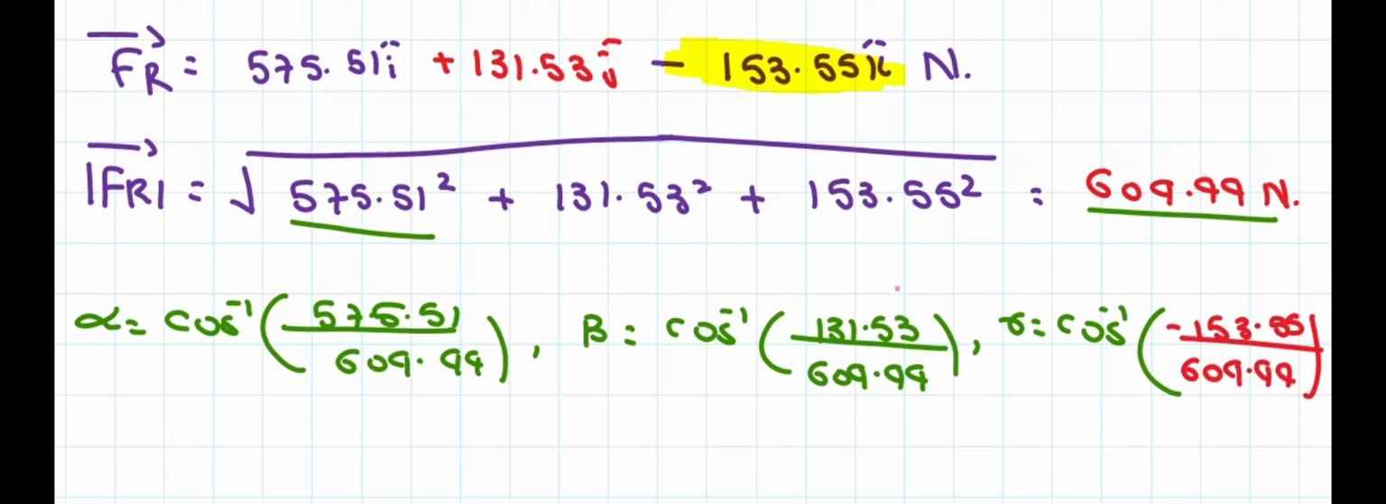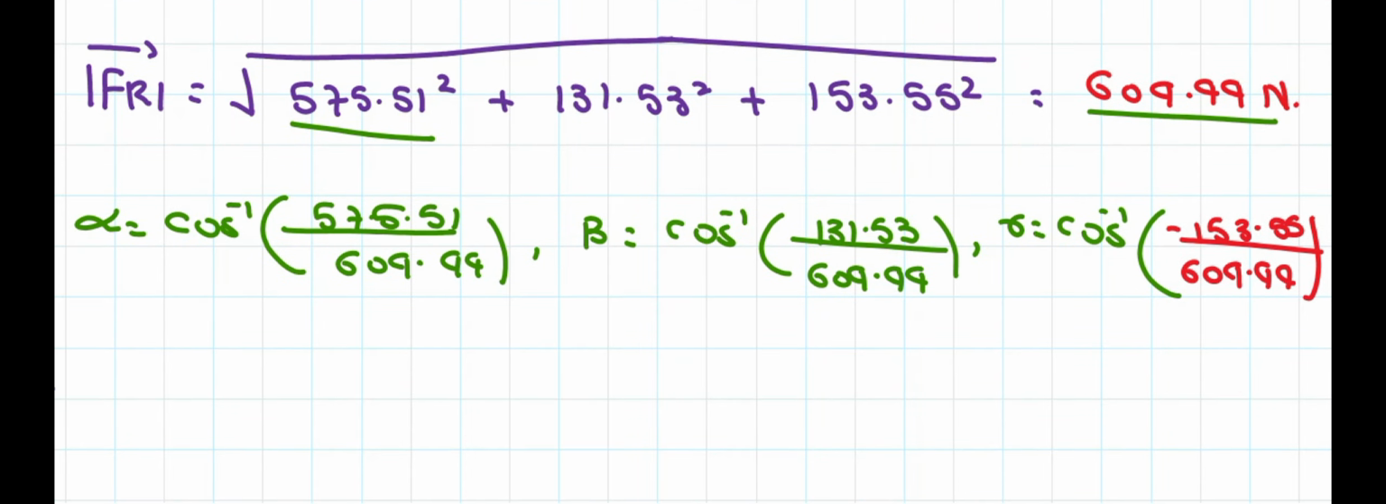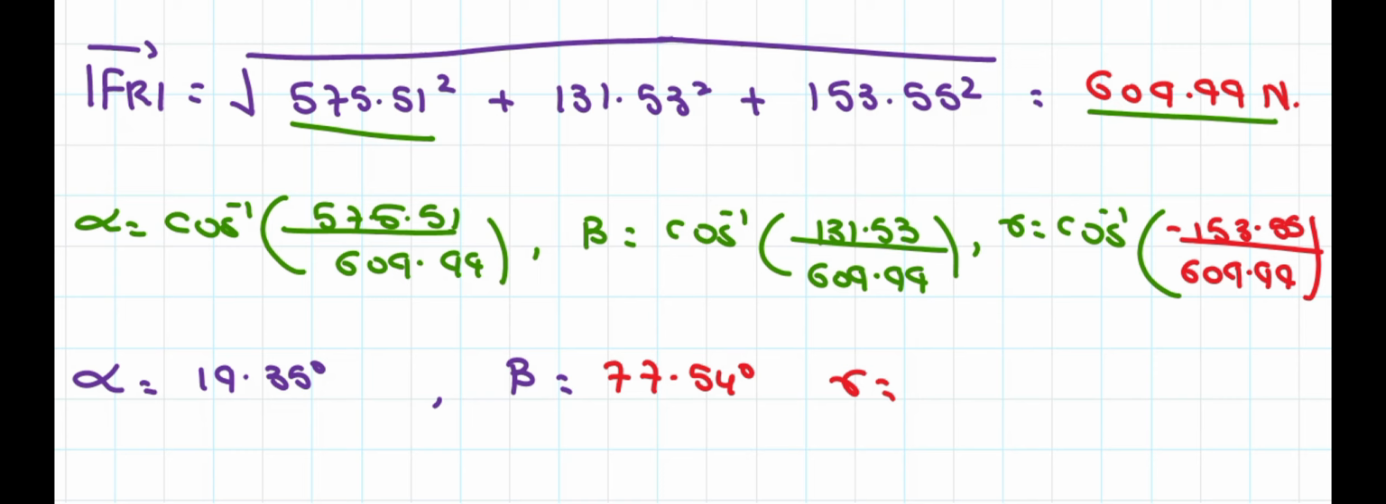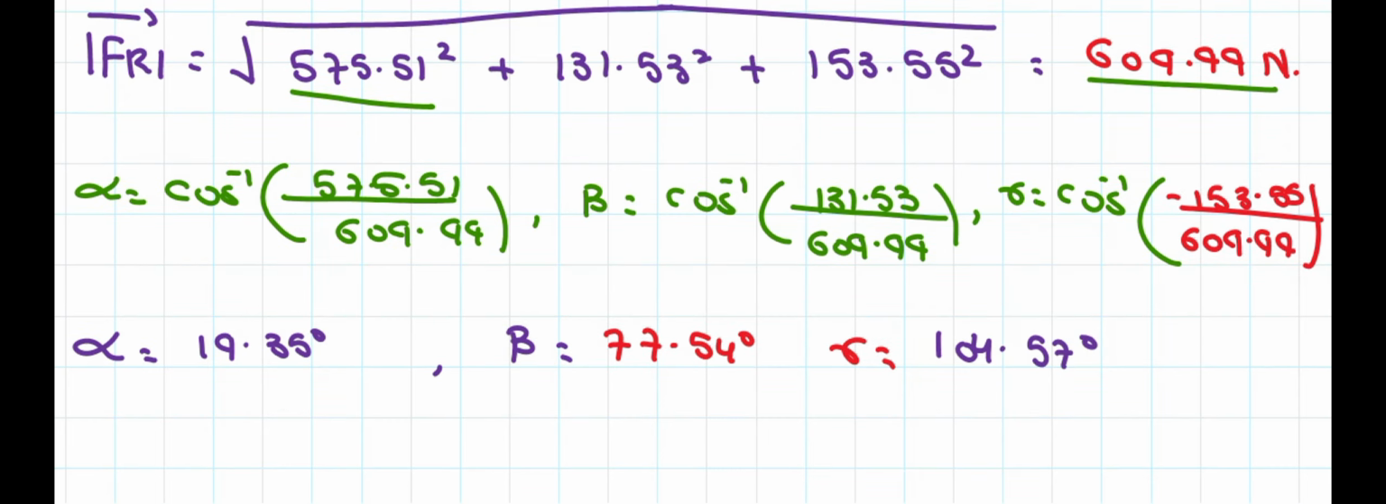609.99. So the value of alpha is equal to 19.35 degrees. Similarly, the value of beta is equal to 77.54 degrees, and lastly, the value of gamma is equal to 104.57 degrees. This is basically the direction cosines. The last part of the question is that you have to sketch this vector on the Cartesian coordinate system.